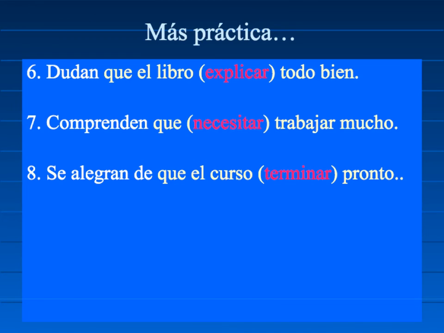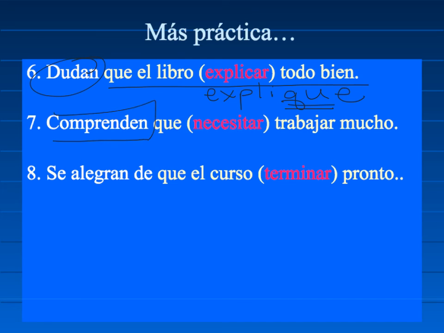Dudan que el libro. Okay, que begins the secondary clause. Doubt that something else is doing something. So I do need subjunctive. I will use explique, and I'll spell it with a QU so that I am maintaining the sound of explicar. Now you remember when we talked about change the C to QU will be important? It's important.